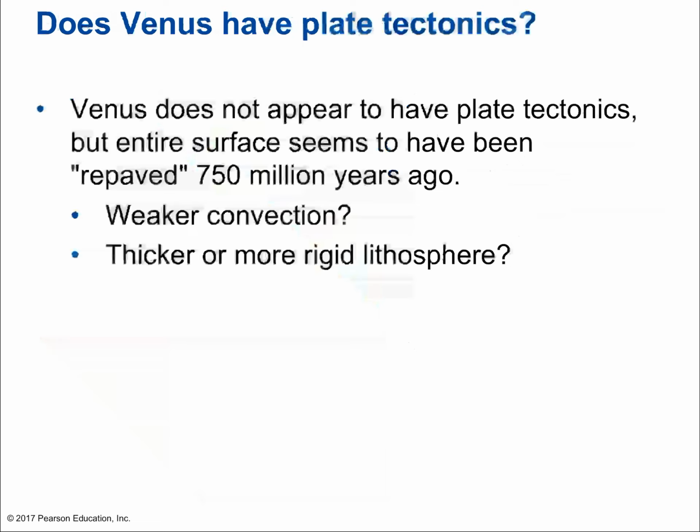Why is there no tectonics, even though Venus is about exactly the same size as Earth? Well, probably because of weaker convection, right? So there's probably not as much movement of the mantle, and so there's not that driving force, those convection cells, to push the lithosphere around. All right, or perhaps the lithosphere is different. We're not sure, but there's something different about Venus that means that it doesn't appear to have active plate tectonics.